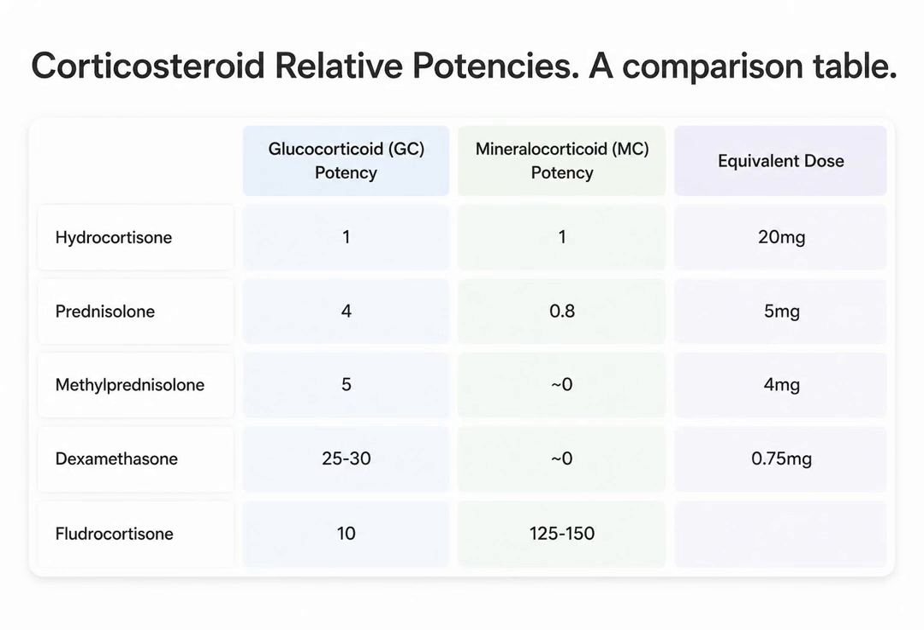This table is critical for clinical practice. We use hydrocortisone as our baseline, with a potency of 1 for both glucocorticoid and mineralocorticoid effects. Notice how synthetic drugs alter this balance. Prednisolone is 4 times stronger for inflammation. Dexamethasone is up to 30 times stronger, with 0 mineralocorticoid activity, meaning no salt retention. Conversely, fludrocortisone has massive mineralocorticoid potency, used specifically to replace aldosterone.